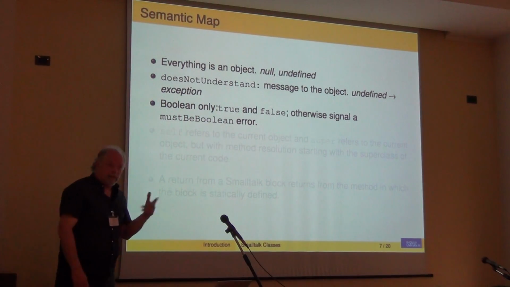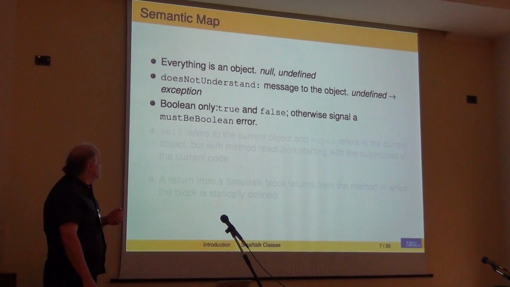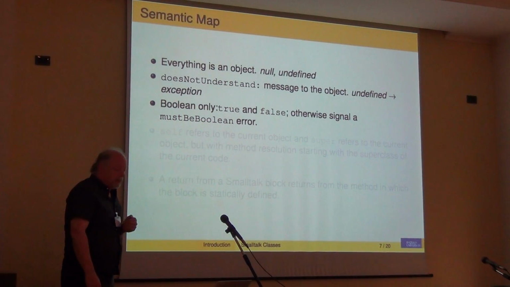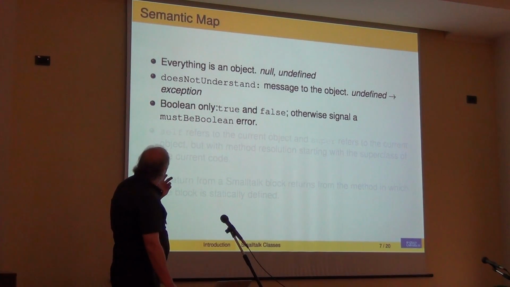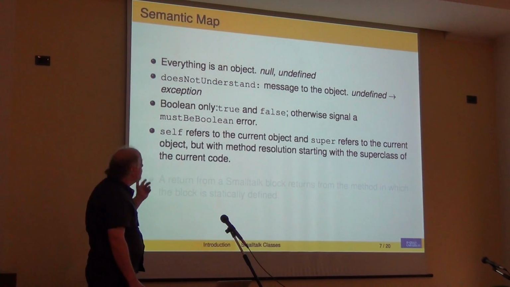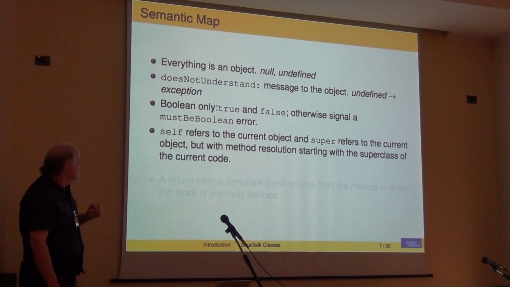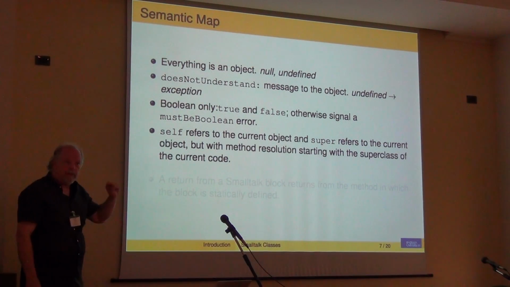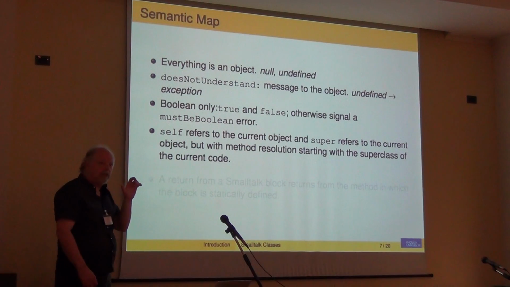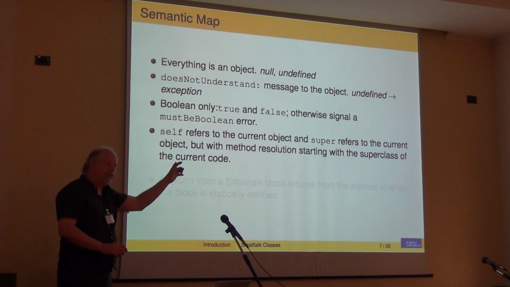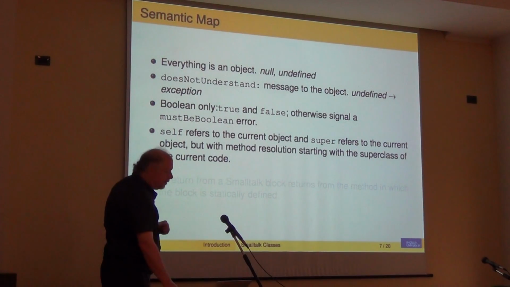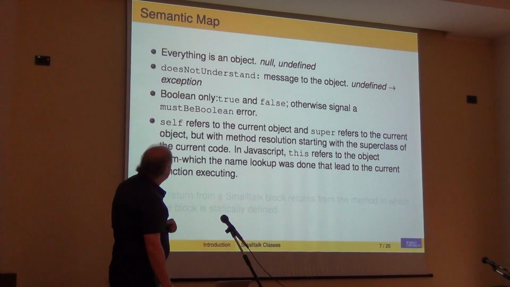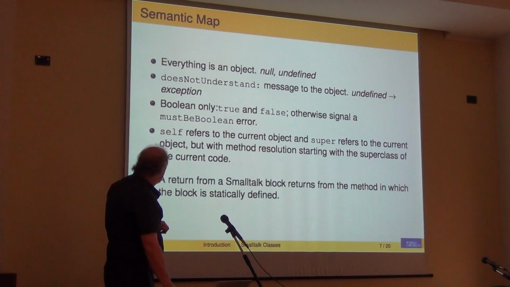Boolean in Smalltalk obviously is just true and false. Otherwise you should be getting a must be Boolean error. Self refers to the current object, and super can be done in JavaScript. There's a special call you have to do to say, call this function with this object as this. Otherwise it works okay. So don't have to worry about that.